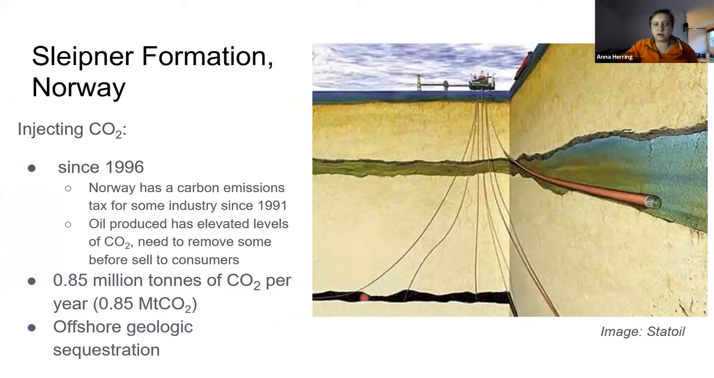So basically, they're pulling the oil out of this lower reservoir. They strip off the CO2, and then they re-inject the CO2 into this layer that's sitting above the oil reservoir. And so they've been sequestering almost a megaton of CO2 per year in this project, which is really cool.